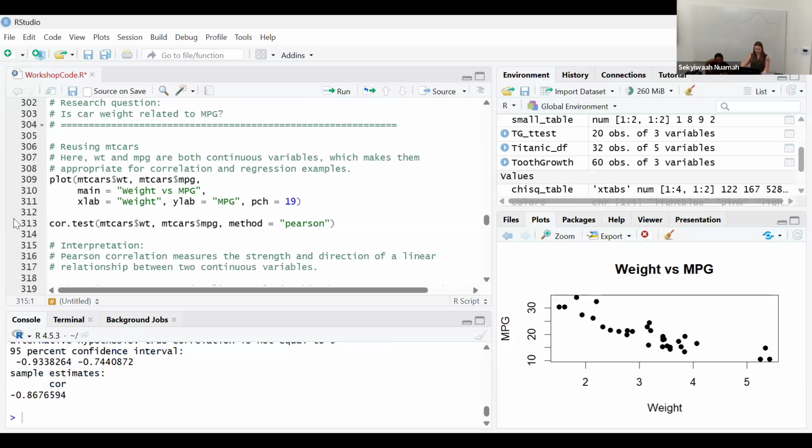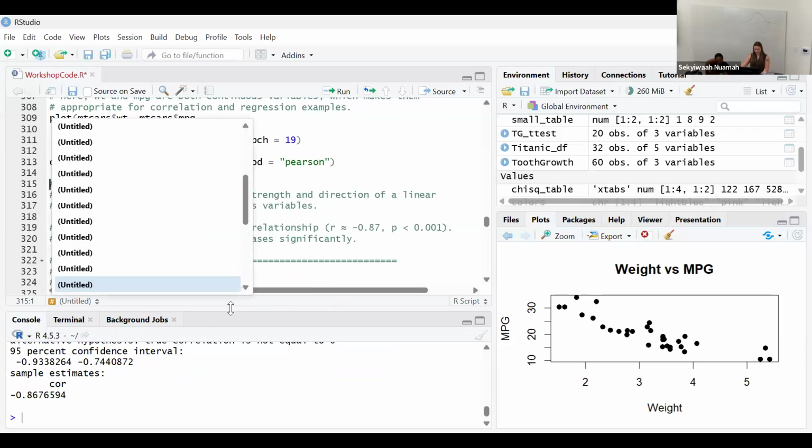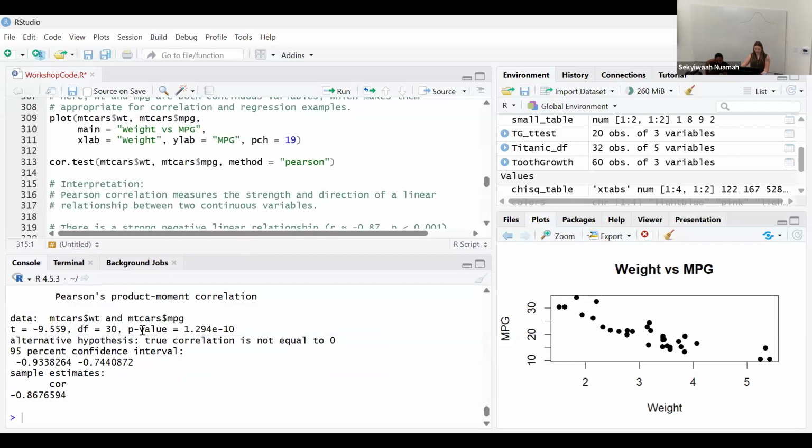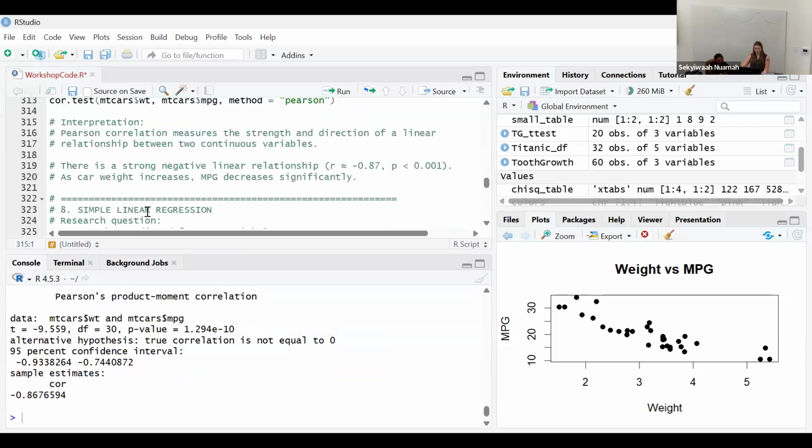So let's go ahead and run our correlation test. We have a very low p-value. So that tells us that there is a strong linear relationship, but we know it's negative because we got this value of -0.87 when you round. So that tells us that there is a strong negative linear relationship. So kind of what we guess from the graph is that as car weight increases, miles per gallon decreases. And this tells us, in fact, that that is true.